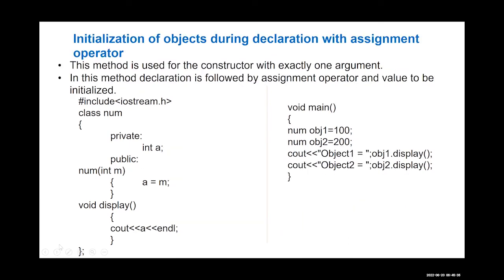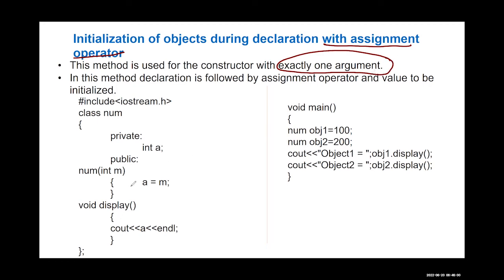Now next, initialization of the objects during declaration with assignment operator. Now this is the third method which we are going to learn. This is with the assignment operator. So what is happening here? We have learned explicit, implicit. This is assignment operator. Remember, this method is used for the constructor with exactly one argument only. This is very, very important.